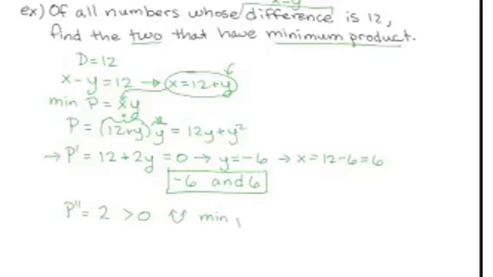In other words, our product is indeed minimized when one of our numbers is negative 6 and the other one is positive 6. So we have a minimum product. The product is just the multiplication of those numbers, so our minimum product is negative 36 when one of our numbers is 6 and the other is negative 6.